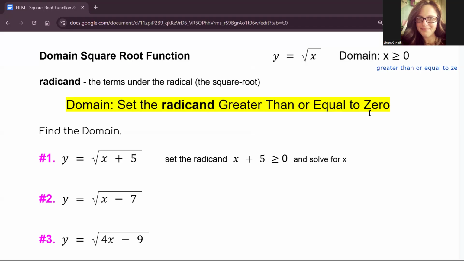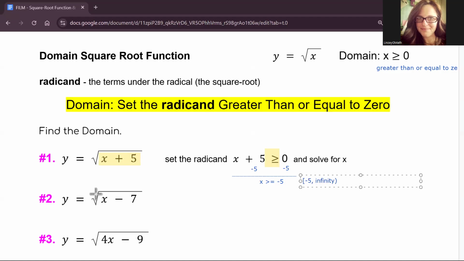Let's take a look at these three problems. We'll find the domain. Number 1, to find the domain, we'll set the radicand, the terms under the square root, greater than or equal to 0. And then we'll solve. We'll subtract 5, bring it over to the other side of our inequality symbol, and we get our domain. X is greater than or equal to negative 5. You could also write that using interval or set notation, bracket negative 5, and then we'll go to positive infinity.